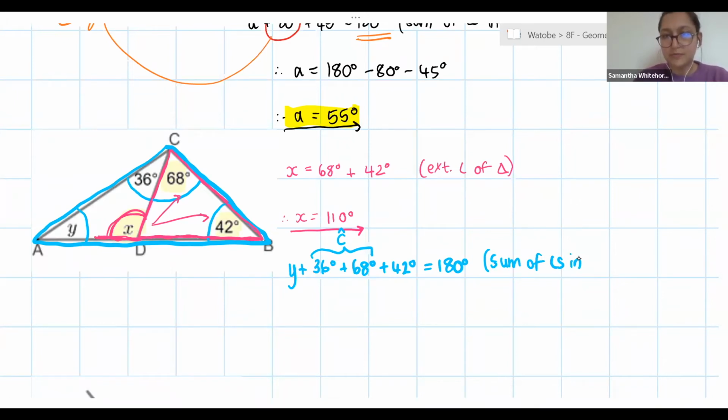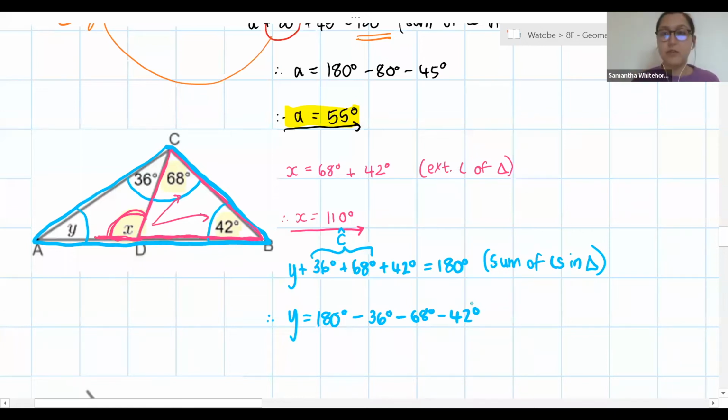Triangle. Okay, now I can go and work out what Y is. So Y is equal to 180 minus 36 minus 68 minus 42 degrees. I'm just using my inverse operations there to go and solve for Y. So Y is then equal to 34 degrees.